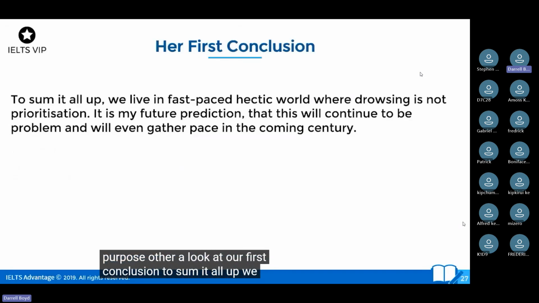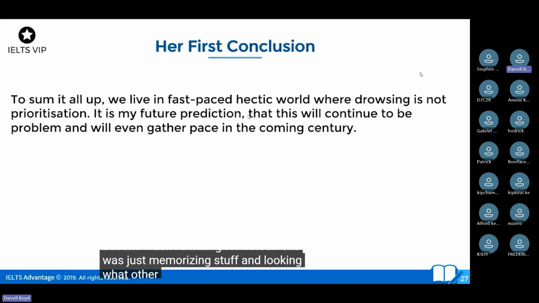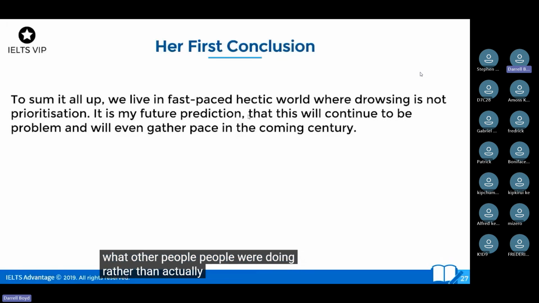To sum it all up, we live in a fast-paced, hectic world where drowsing is not prioritization. It is my future prediction that this will continue to be a problem and will even gather pace in the coming century. Okay, why are you putting in new ideas and future predictions? Again, I seen this somewhere else and I just thought I would do this. So this person was a very, very intelligent woman. She was a doctor, but she wasn't thinking for herself. She was just memorizing stuff and looking at what other people were doing rather than actually learning how to write, which is what we taught her.